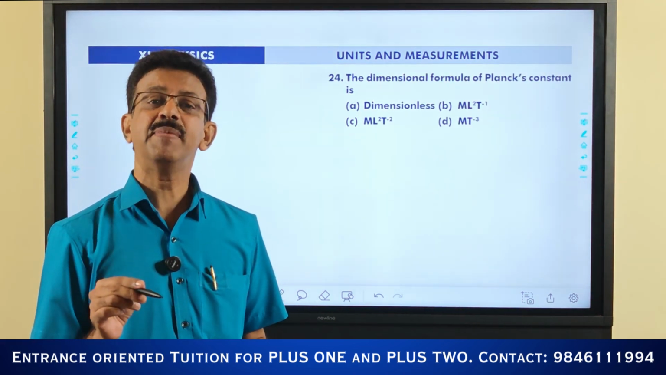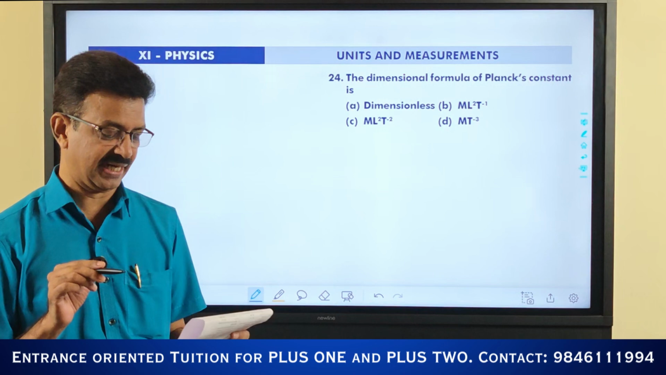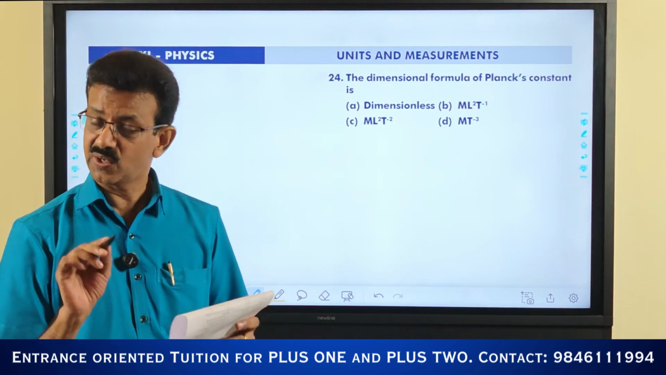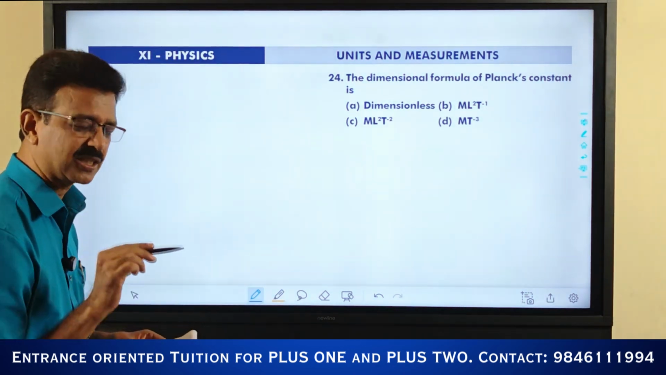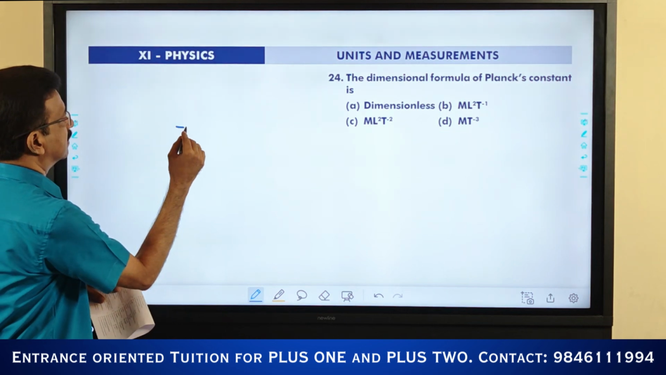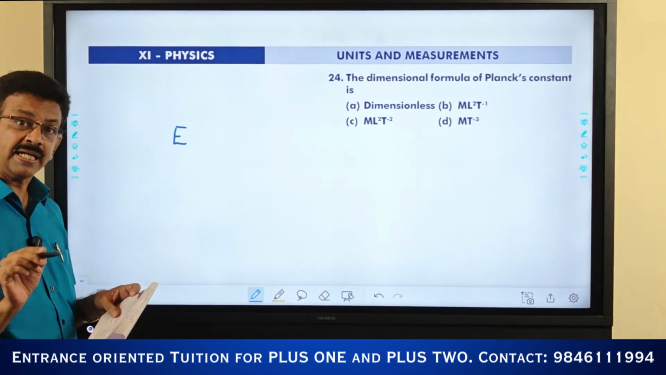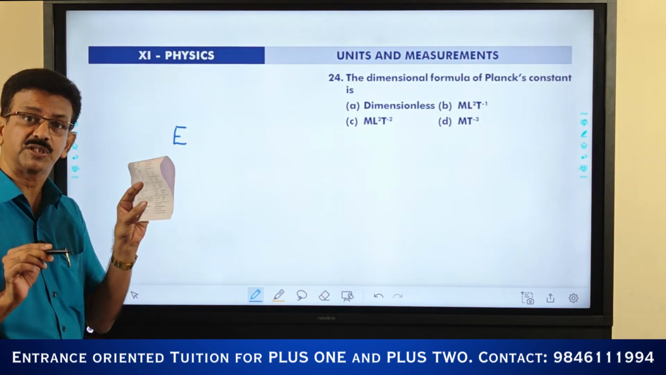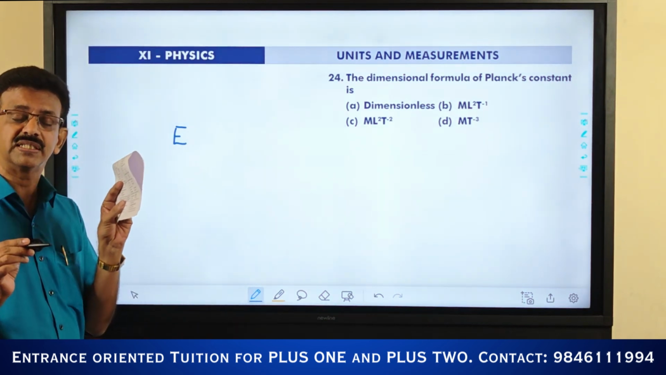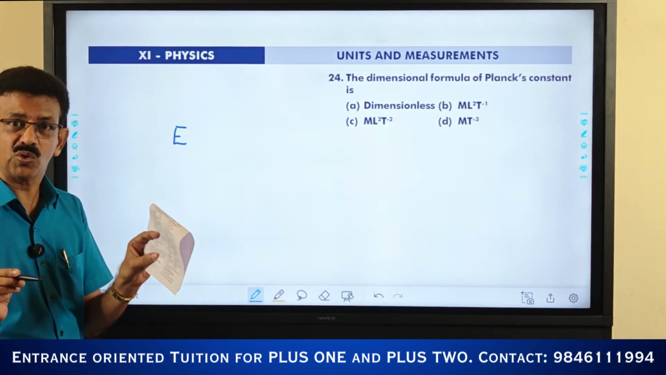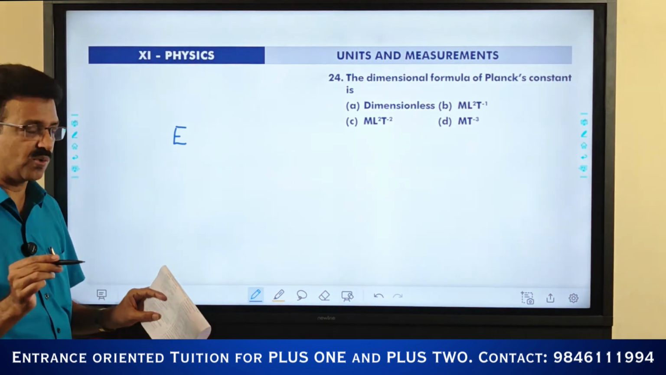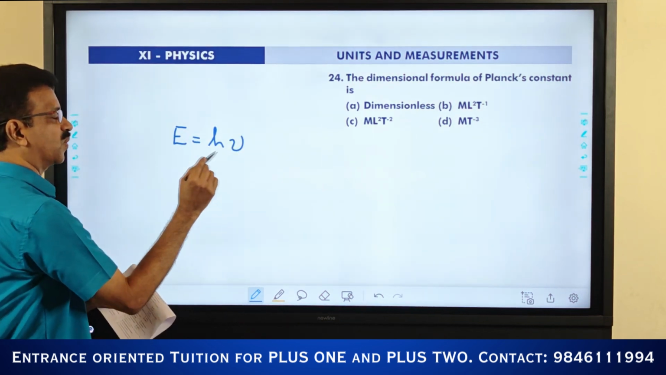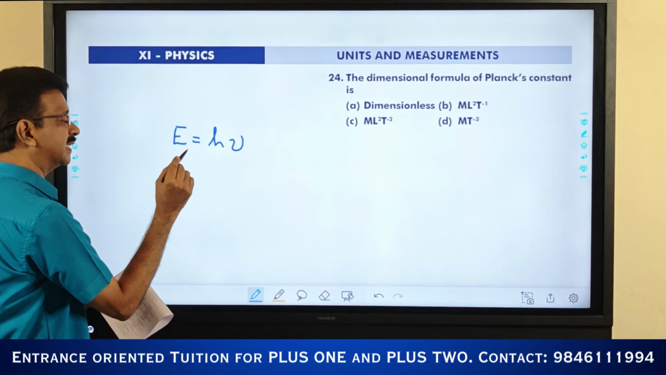Next one is dimensional formula of Planck's constant. Choices are A, dimensionless. No, it has dimensions. I'll write the corresponding equation. According to Planck's quantum theory, energy is emitted or absorbed in the form of discrete packets called quanta, whose smallest unit is a photon. The energy of the photon is proportional to its frequency. That is E is equal to h nu by Planck's quantum theory. H is called Planck's constant.